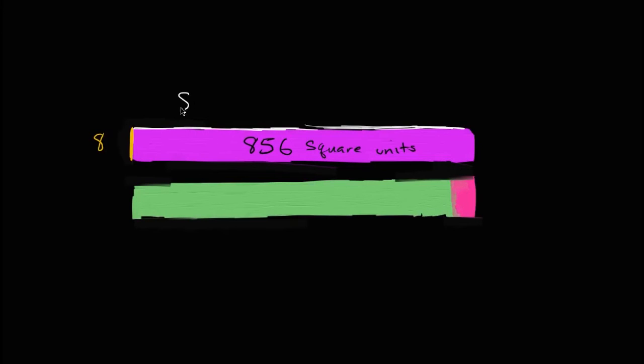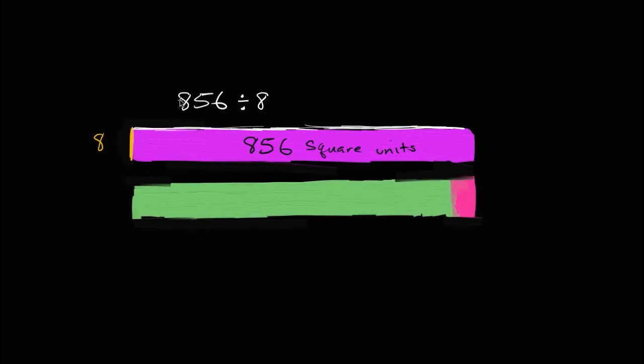For example, let's say that this area is 856 square units. And let's say that this dimension right over here is 8 units. So how could we break this up so it's easier to think about what the other dimension will be, what the length is going to be? And this length, once again, is going to be 856 divided by 8. 856 divided by 8 is this length right over here.